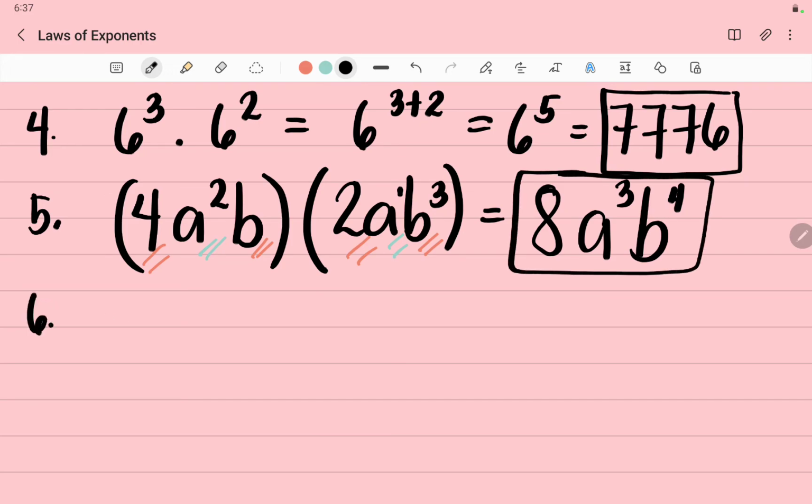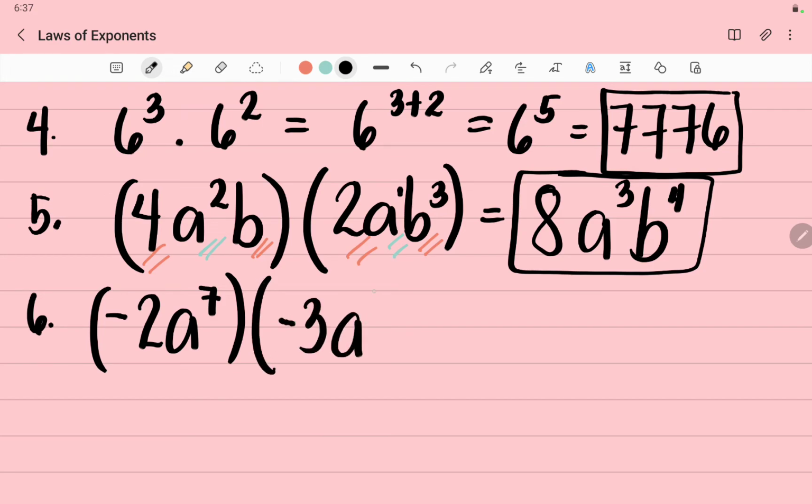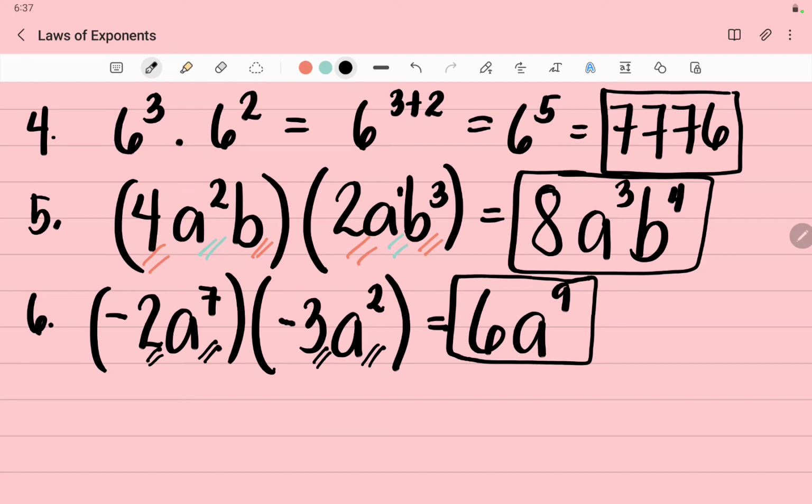Number 6. Let's say we have negative 2 a raised to 7 times negative 3 a squared. So we have now negative 2 times negative 3, we have positive 6. A raised to 7 times a squared, we have a raised to 9. That is our final answer.